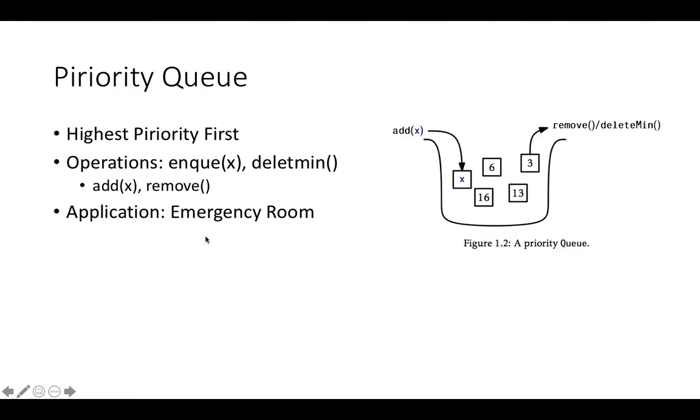So one application of the priority queue is the emergency room. In the emergency room, you have patients, and these patients are not the same. Some need emergency treatment, but some can wait. So when I select, I don't select the one who comes first, but I select the one who needs urgent treatment. That's why in this case I use a priority queue.